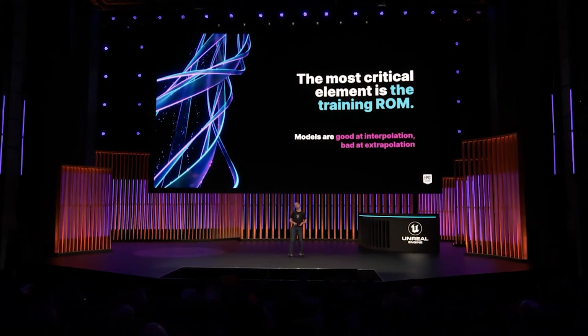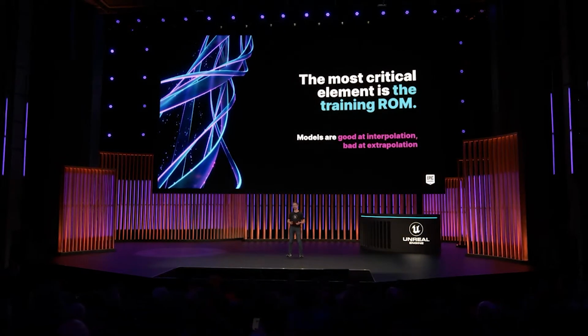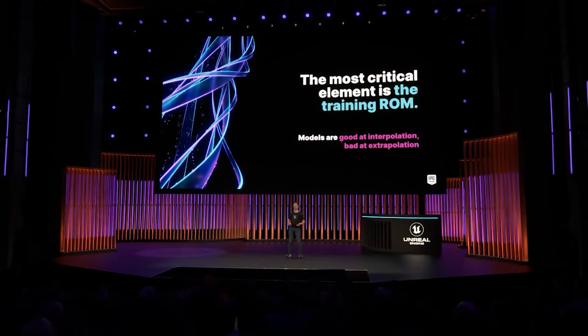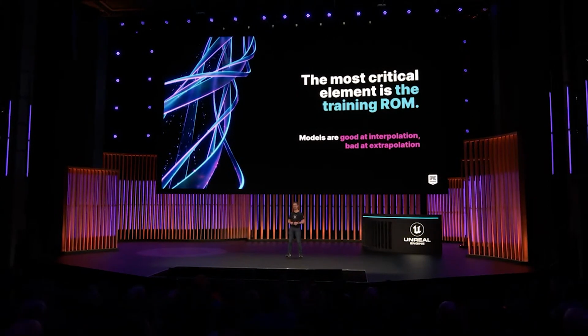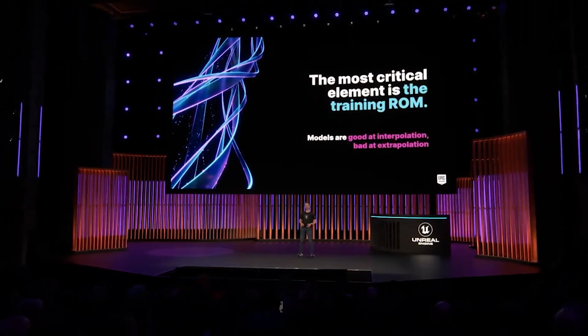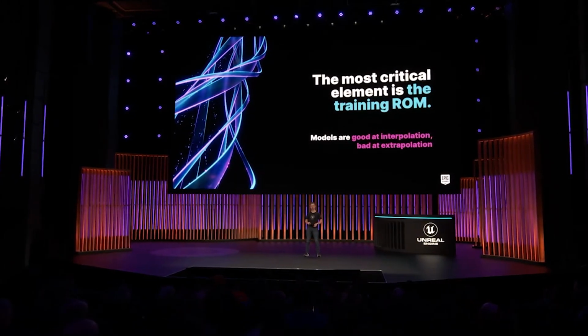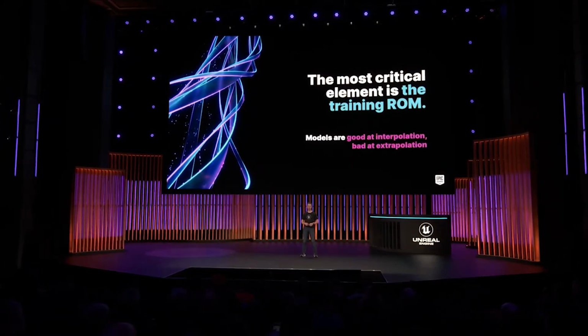So the most important part of this is the training ROM. The models are good at interpolation, but they're really bad at extrapolation. To take a simple example, if my game animation rotates an elbow from 0 to 140 degrees, we don't need an example for every degree of rotation in the training data, but it does need to encapsulate that full range.